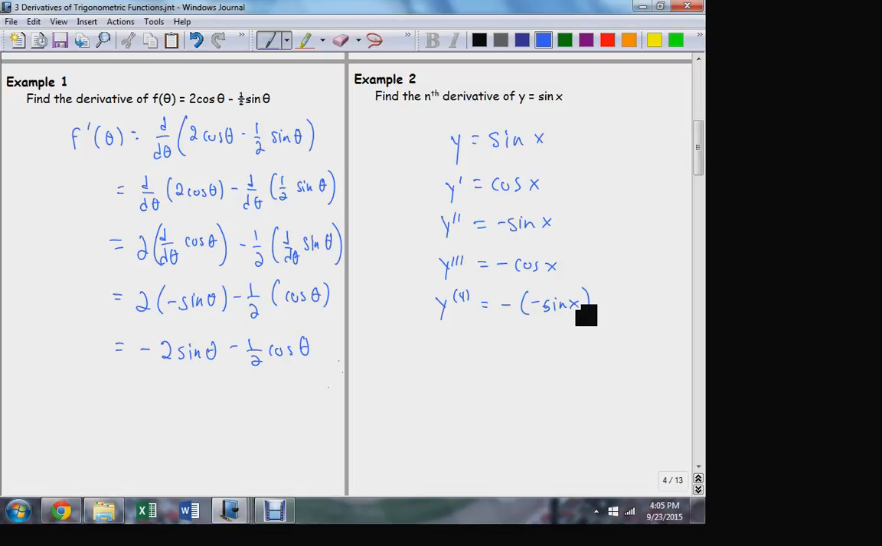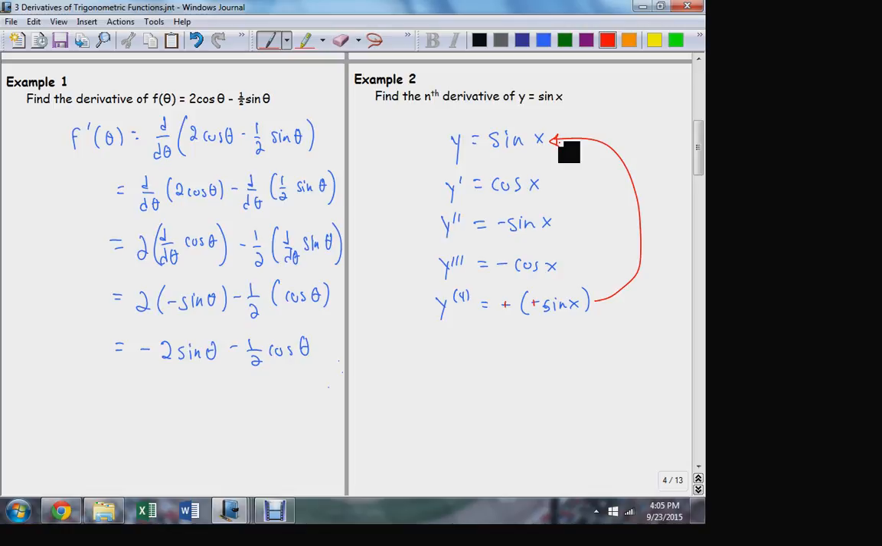So cosine itself has a derivative negative sine, but there was already a negative attached to that. So the fourth derivative takes us right back to where we started. The fourth derivative of sine is itself. And so now what's going to happen as I repeat this process? Go right back through this cycle.